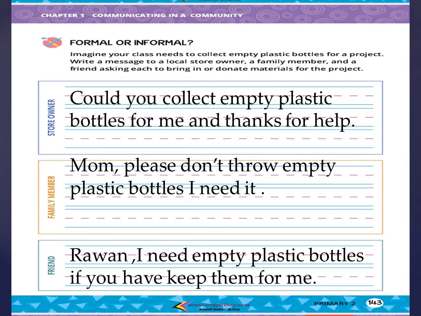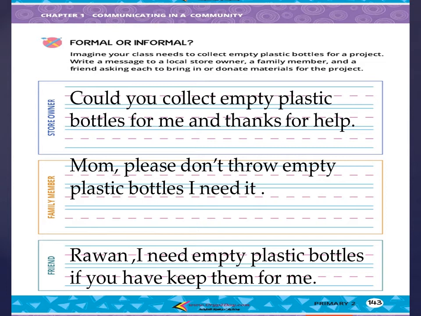Could you collect empty plastic bottles for me? And thanks for help. أنا قلت له could you collect empty plastic bottles for me and thanks for help. أنا بقول له لو سمحت لو أنت تجمع لي الأزايز البلاستيك الفاضية اللي عندك ليا. وبعد كده قلت له thanks for help، لازم طبعا إن أنا أشكره. طيب let's read the second message to someone of your family member.